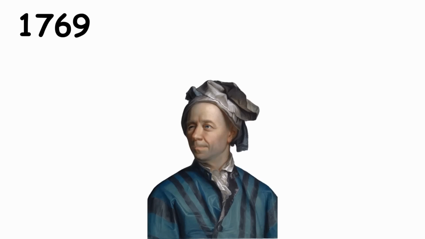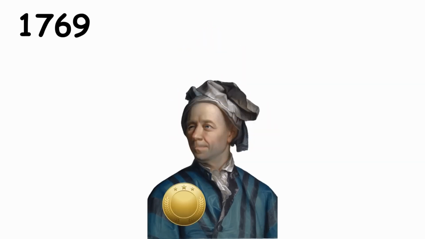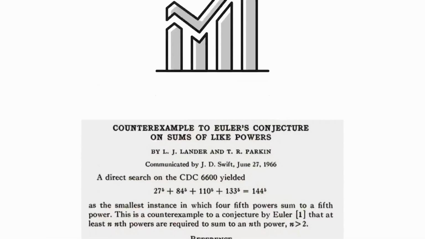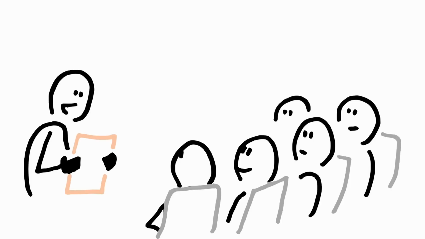In 1769, Swiss mathematician Leonhard Euler guessed that it is not possible, so the conjecture was named in his honor. Significant progress was made on Euler's conjecture in a 1966 paper. That's 197 years later, by L.J. Lander and T.R. Parkin. The contents of this paper will now be recited in full.